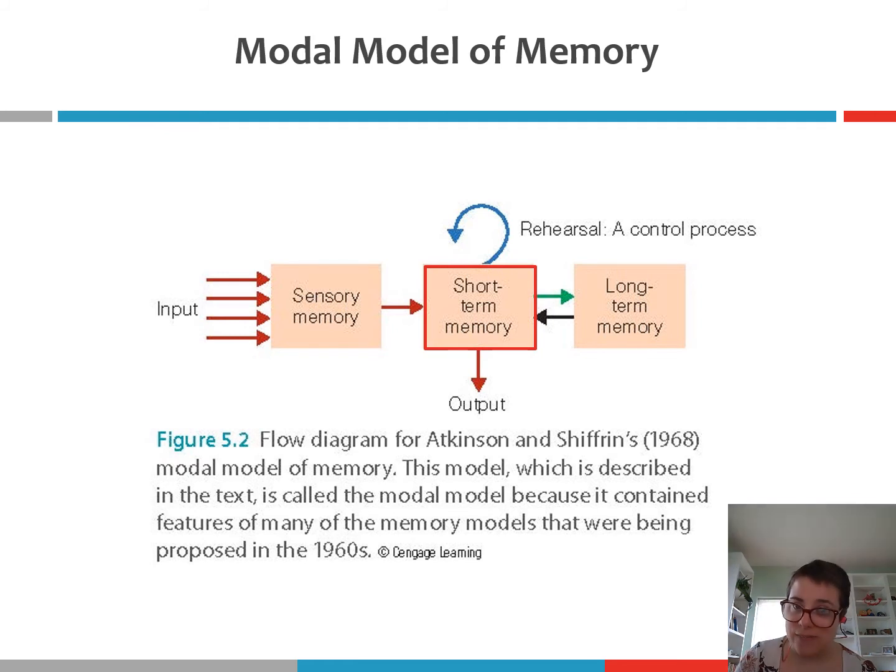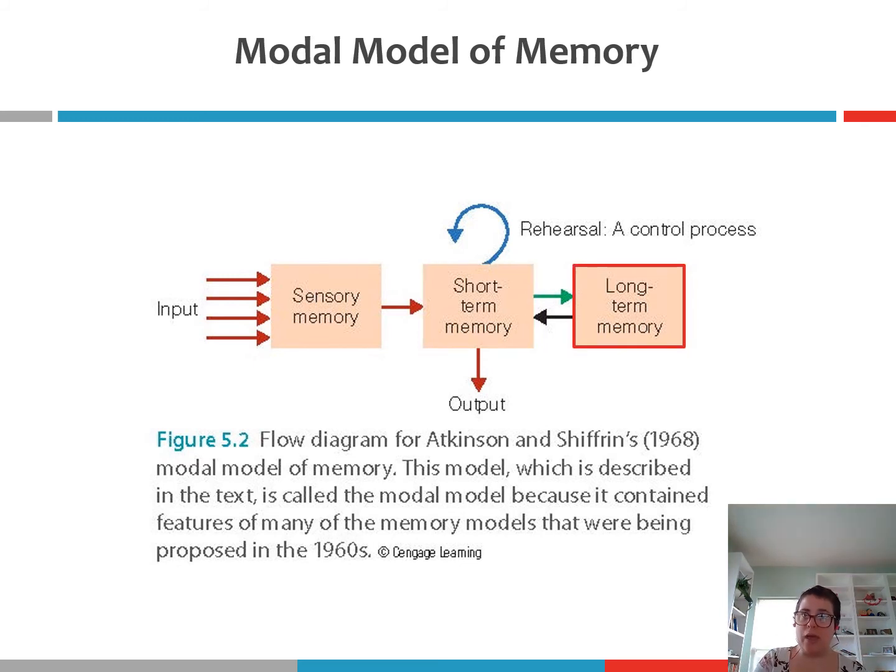And according to Atkinson and Shiffrin, that rehearsal process is also going to allow you to transfer it to your long-term memory. So if you rehearse the information enough, according to Atkinson and Shiffrin, it's going to end up in your long-term memory. And your long-term memory, unlike short-term memory and sensory memory, is a permanent storage system. So it's a permanent storage system with an unlimited capacity, okay? And it's also what most people are talking about when they talk about memory.